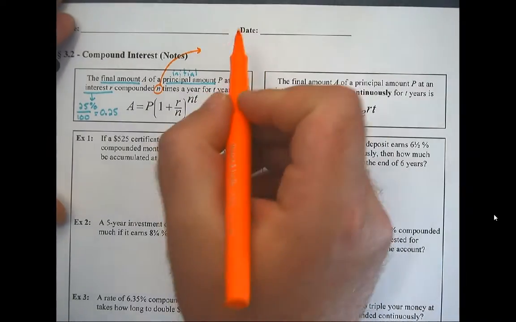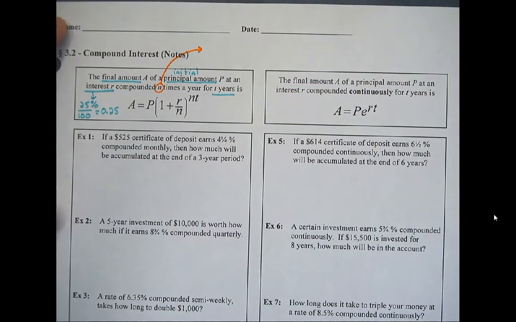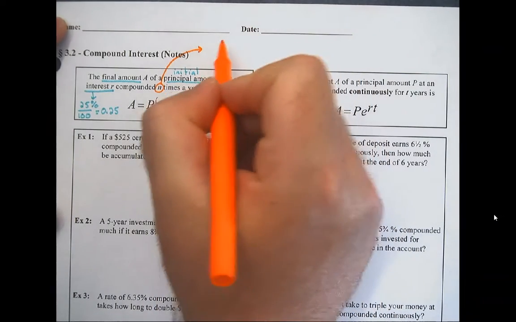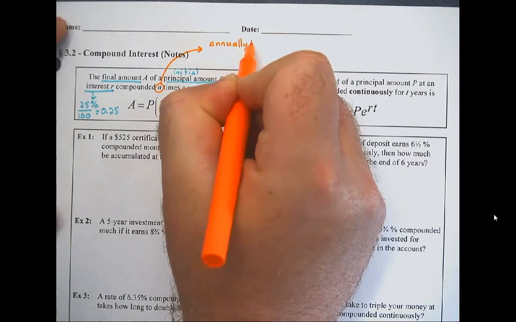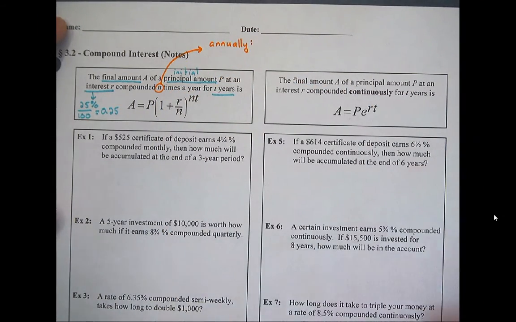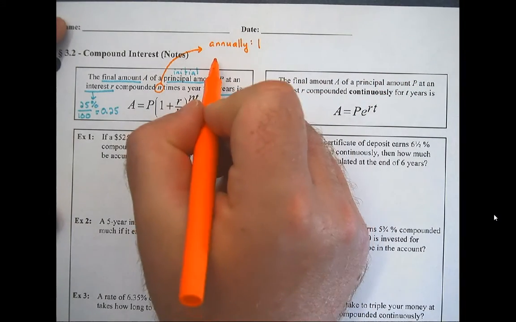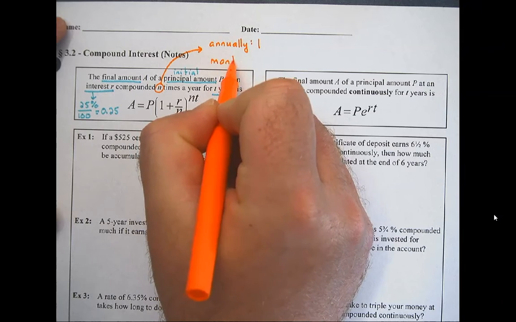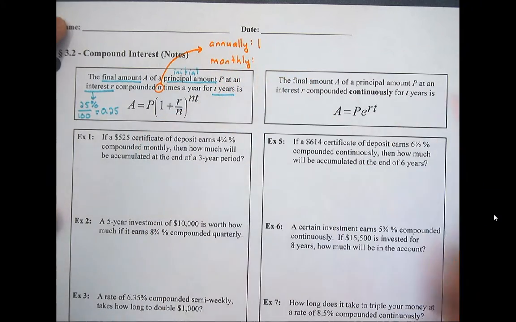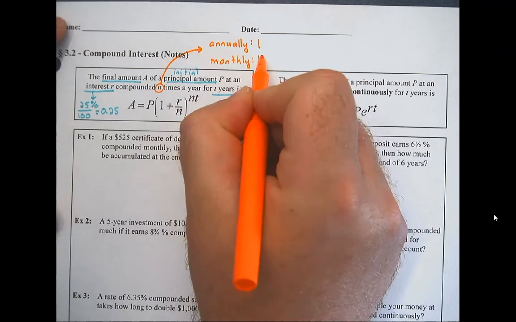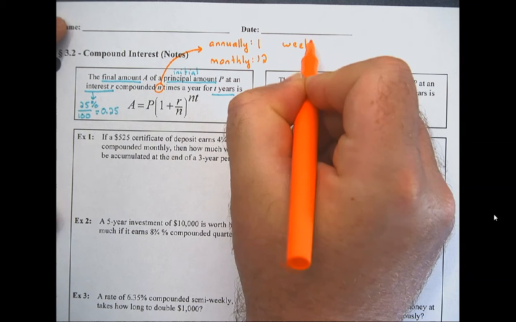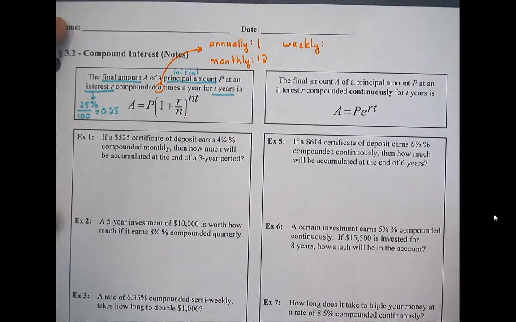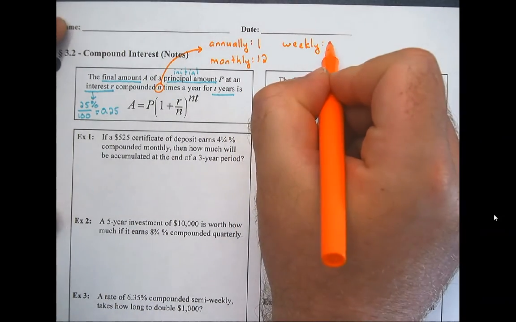Well, there's a couple phrases that you'll see that indicate a certain number of times per year. So let's say your money gets compounded annually. How often is annually in 1 year? Well, once. Annual means once a year. The next would be monthly. If your money gets compounded monthly, how many times would that happen in a year? 12. Then we have weekly. Remember how many weeks there are in a year? 52.